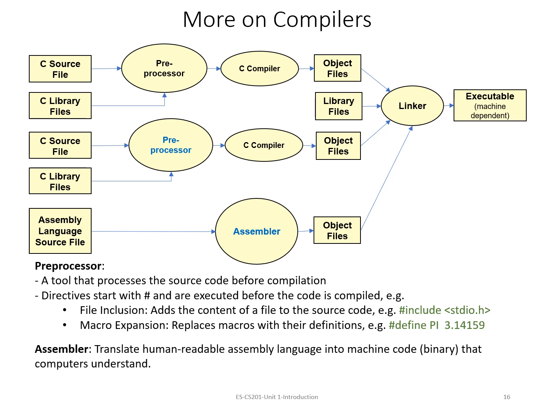Preprocessor is a software tool that processes the source code before compilation. Directives start with hashtag and are executed before the code is compiled, e.g. file inclusion adds the content of a file to the source code, e.g. #include. Macro expansion replaces macros with their definitions, e.g. #define PI 3.14159. Assembler translates human-readable assembly language into machine code, binary, that computers understand.